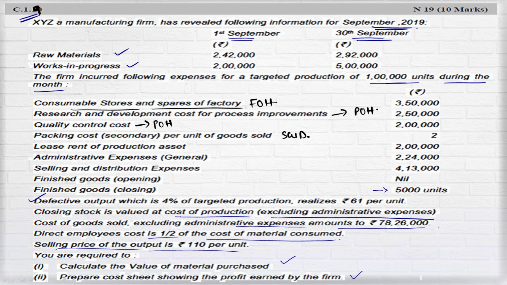Lease rent for production asset. You have taken factory on the lease. It is rented factory and rent of that factory. It should be factory overhead. Alright. I'll give you 2 opinions and both opinions are correct. If this factory is used only to manufacture this 1 lakh units, it should form a part of prime cost as a direct expenditure. Why? Why you are incurring full rent? To manufacture n numbers of product or only one product? Only one product. Then it will be forming part of prime cost.